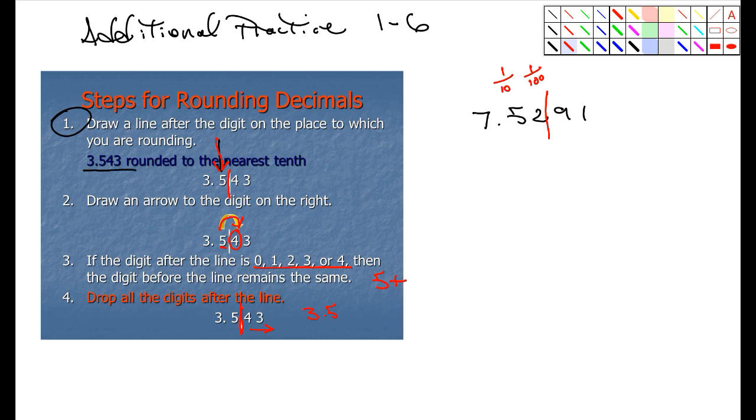Then draw an arrow to the one to the right of it. That's a 9. Is this 5 or larger? Yes, it is. So what happens to the 2? The 2 becomes a 3. All right, so it's 7.53. Then it says to drop all the digits after the line. So I don't need to worry about the 9 or the 1. We're just done with those. Let's do another one.